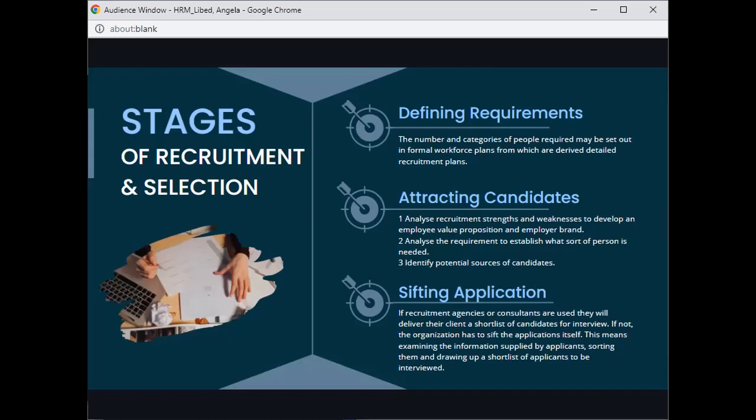The next step is identify potential sources of candidates. So, first consideration should be given to internal candidates. In addition, it is always worth trying to persuade more employees to refer people to the organization or obtain suggestions from existing employees. So, talent banks that record candidate data electronically can be maintained and referred to at this stage.